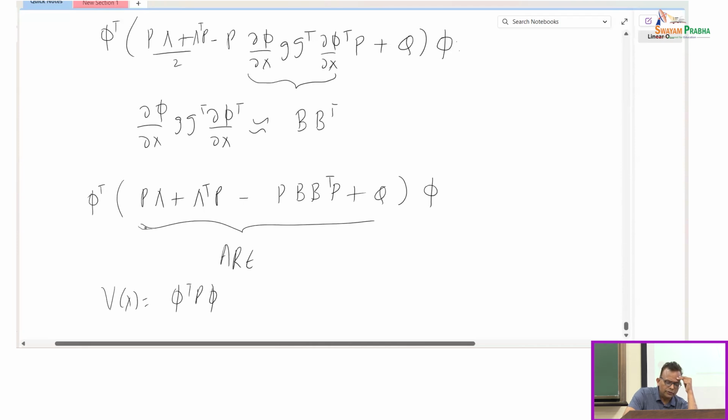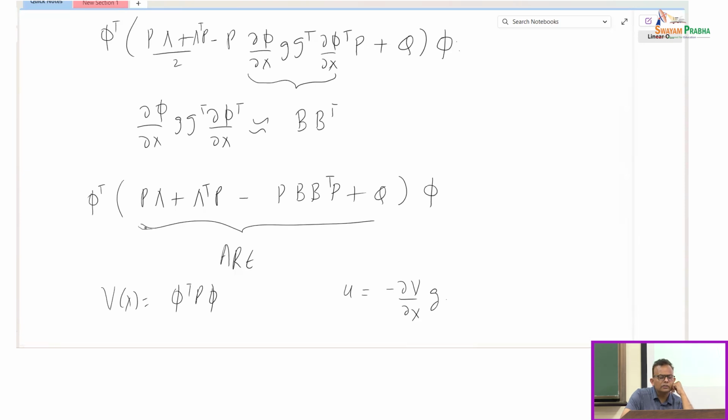phi. Once you know this V, then the optimal U is given by minus partial V partial X times G. Okay? So that's the step. You see the model is not explicit here, right? And if you think in terms of data, the data is needed to compute this phi, which are the principal eigenfunctions.